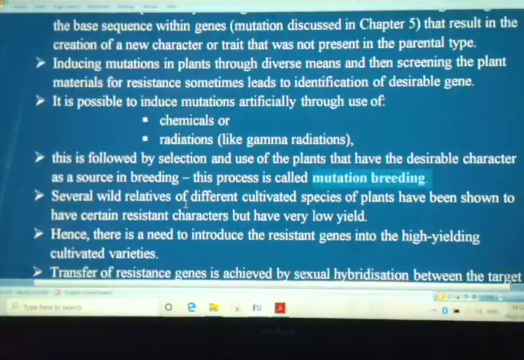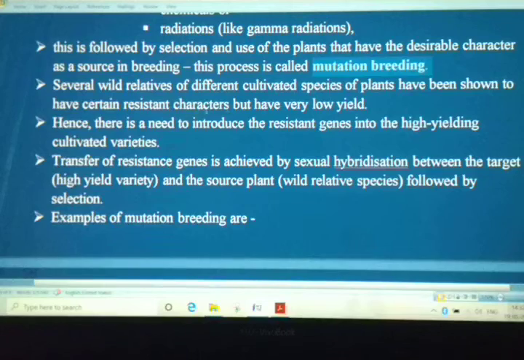Now there are several wild varieties of different cultivated plant species that have been shown to have certain resistant characters, but the problem is that they have very low yield. मतलब ये हुआ कि उनके पास रेजिस्टेंस है लेकिन प्रोडक्टिविटी कम होती है, means they are not able to grow well. Hence there is a need to introduce the resistant gene into high yielding cultivated varieties.